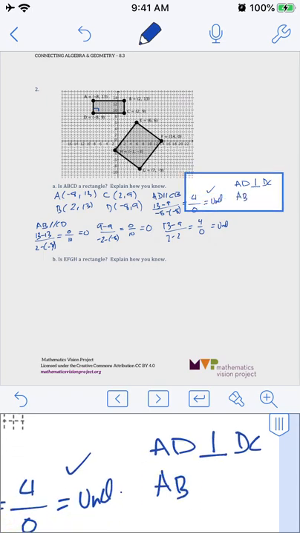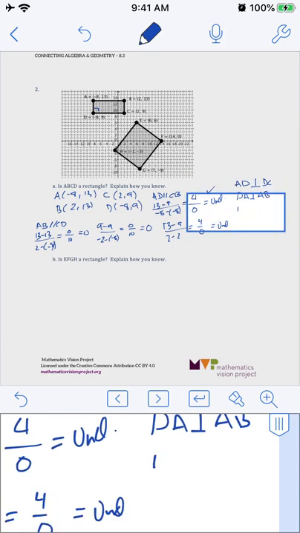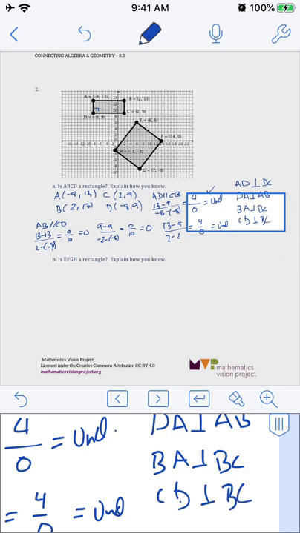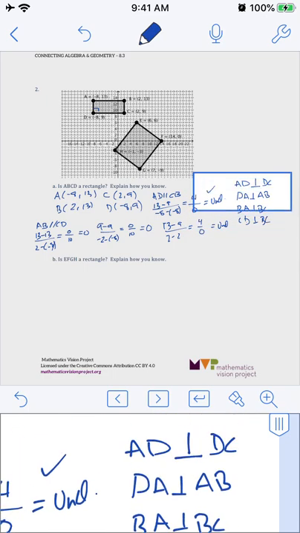AB also has to be, no, let's do DA and AB. Let's do BA and BC and CD and BC. So I'm just doing every corner, just picking the lines for every corner. We're just going to check them off.